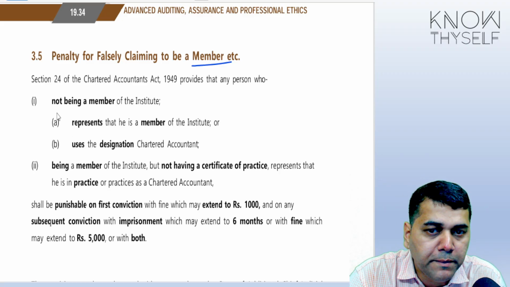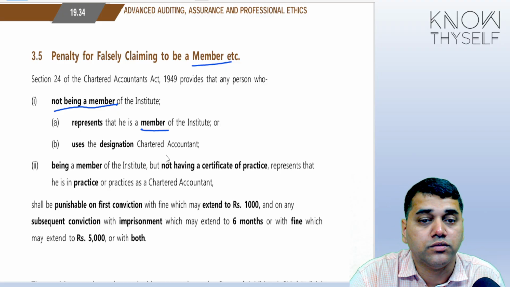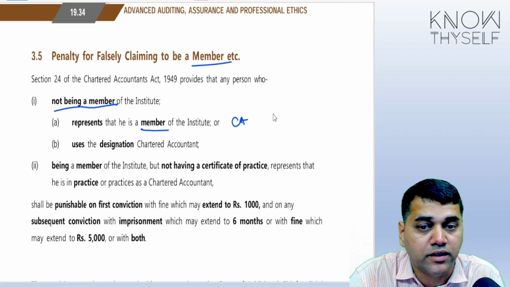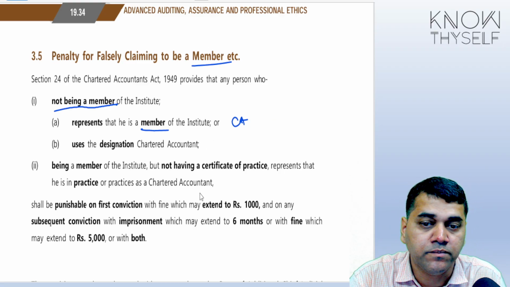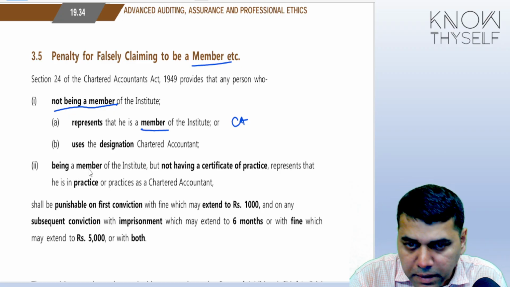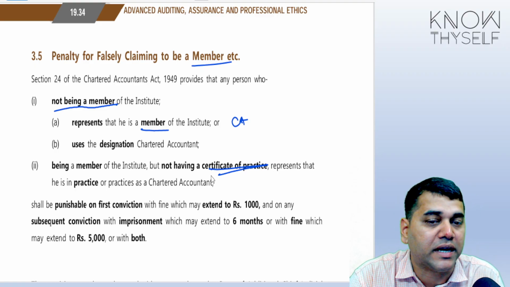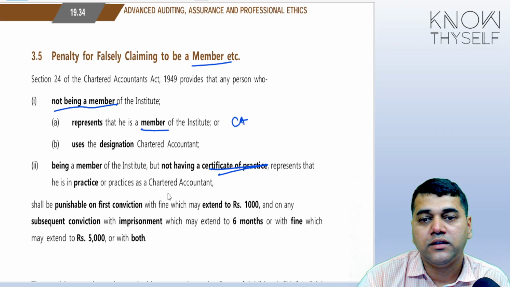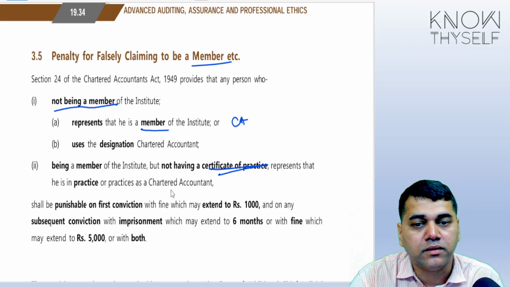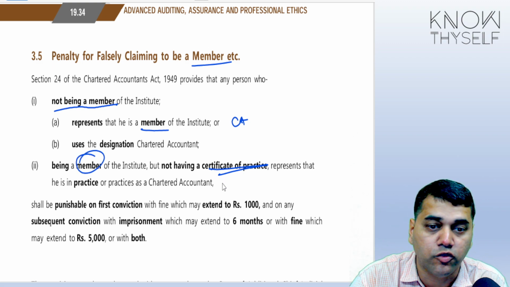So, if you are not a member of the institute, and you represent that you are a member of the institute, that you go and tell everyone that you are a CA, or you are going to use a designation with chartered accountant in your visiting card, or you are a member only, but not having certificate of practice, but you tell that you are in practice. Please understand there are two types of people here. One is never a member, but he says he is a member. Second, somebody is a member, he has not applied for COP, but he says he has got a COP.